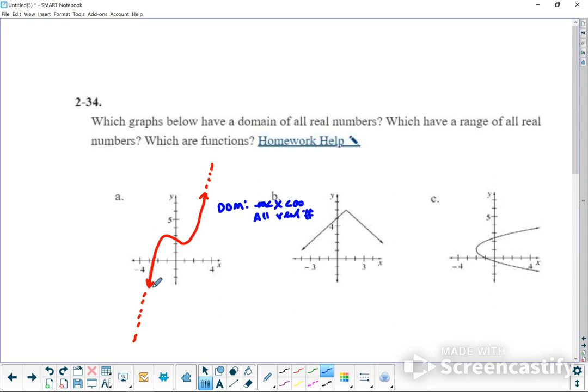And same thing right here, because the further down it goes, it's going to keep going down. The further up it goes, it's going to keep going up. So the range is also all real numbers. So this one, the range is also negative infinity to positive infinity, or you can say this is all real numbers.